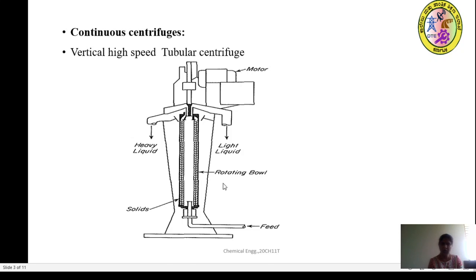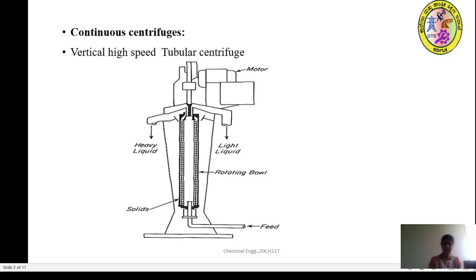There is a rotating bowl incorporated with vertical scraping blades, and the light liquid and heavy liquid separation. Then you have a motor, the solids which have been retained, and the feed. The feed, from which the solids have to be separated, is sent from the bottom of the vertical high-speed tubular centrifuge. So you have to observe the diagram very carefully.